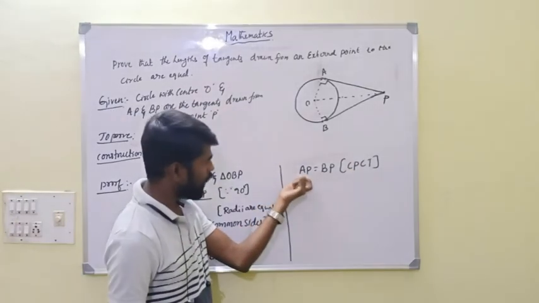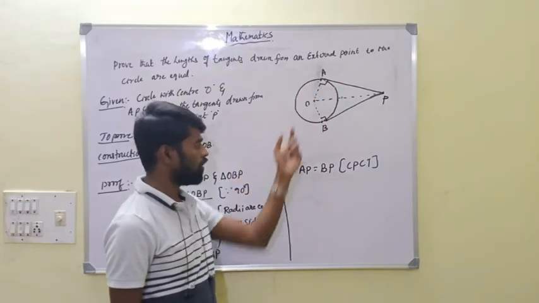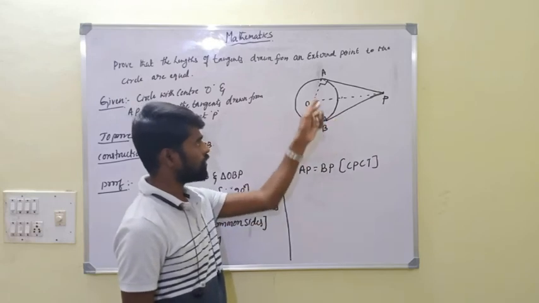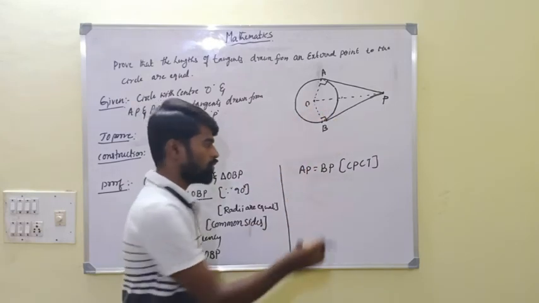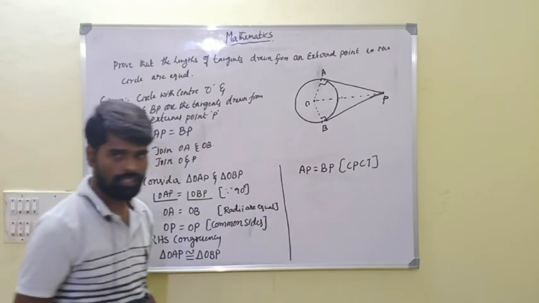So here AP is one of the tangents to the circle with center O, and BP is also one of the tangents to the same circle with center O. So these two are tangents. So now these two become equal.